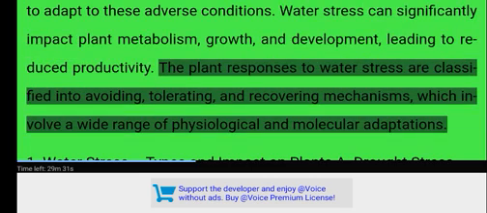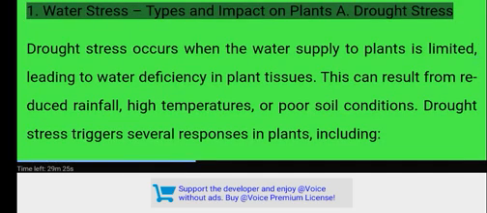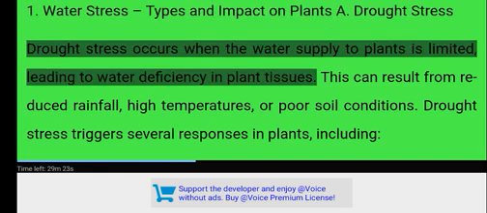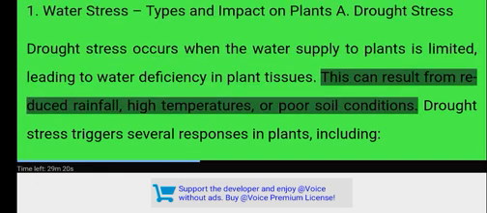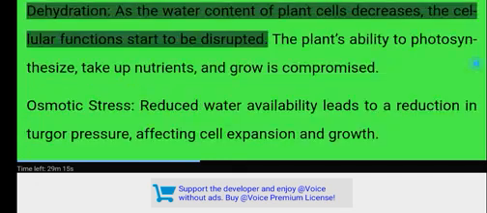The plant responses to water stress are classified into avoiding, tolerating, and recovering mechanisms, which involve a wide range of physiological and molecular adaptations. 1. Water stress, types and impact on plants. Drought stress. Drought stress occurs when the water supply to plants is limited, leading to water deficiency in plant tissues. This can result from reduced rainfall, high temperatures, or poor soil conditions. Drought stress triggers several responses in plants, including dehydration.